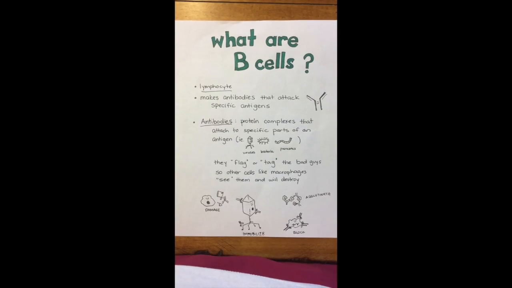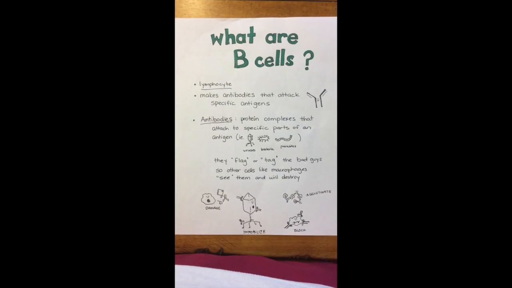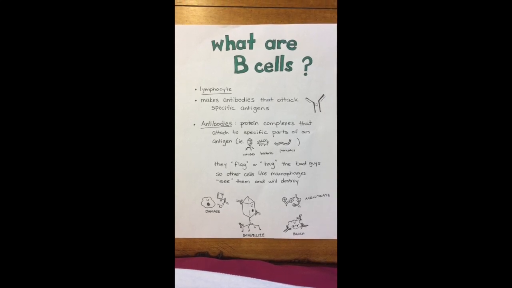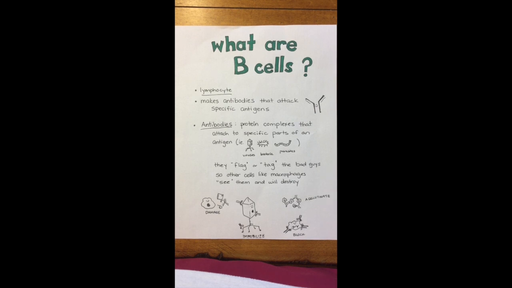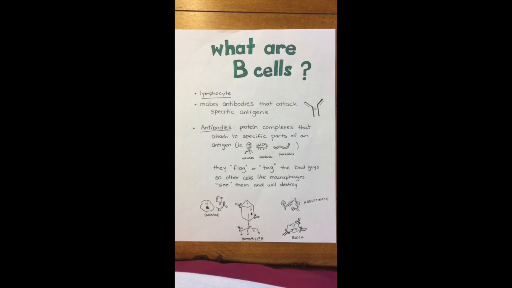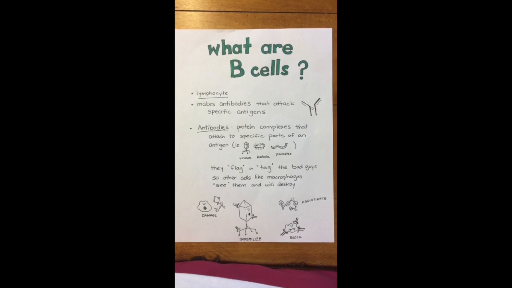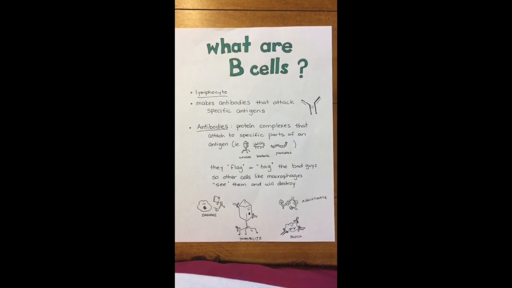What are B cells? B cells are a type of lymphocyte that make antibodies. Antibodies are protein complexes that attach to specific parts of an antigen, like a virus or bacteria. Antibodies flag or tag antigens so other phagocytes can see the bad guys and destroy them. Here's a picture of an antibody.